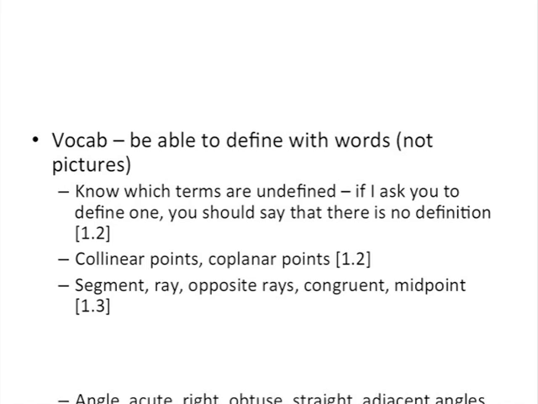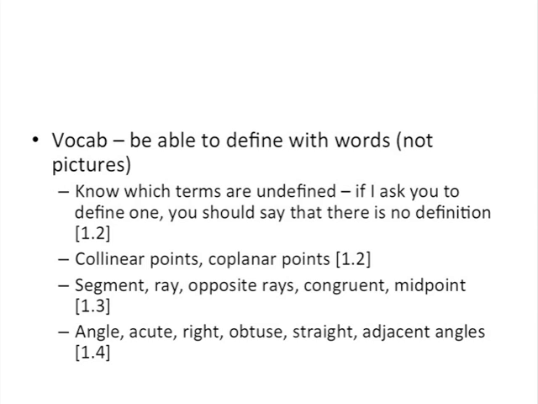From 1.4, you should be able to define angle, which is 2 rays that share a common endpoint. Acute, right, obtuse, and straight, knowing those 4 categories of angles. And adjacent angles. Remember with acute and obtuse particularly that you give both ends, so that acute is between 0 and 90, that we don't just say less than 90. Okay? We need to give the cutoffs on both sides for those definitions.